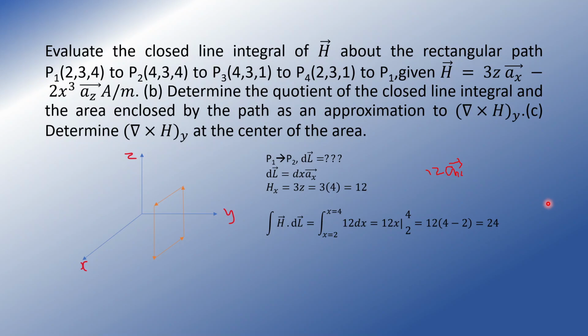So once we find this, we have to add everything. Then we will get the total H dot dl, which is asked here. Evaluate the closed line integral of H. So if the step discussed here is clearly understood, we can proceed with the next part, that is to find the line integral from P2 to P3. Let us give 5 seconds time to understand this particular concept properly.